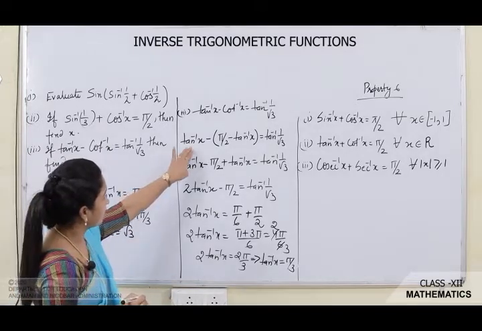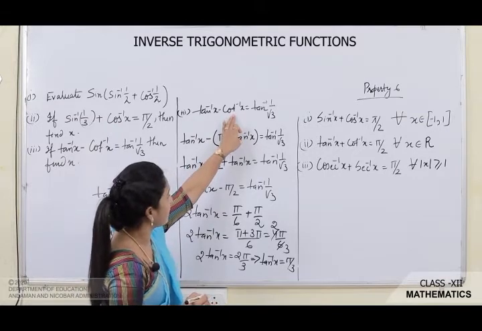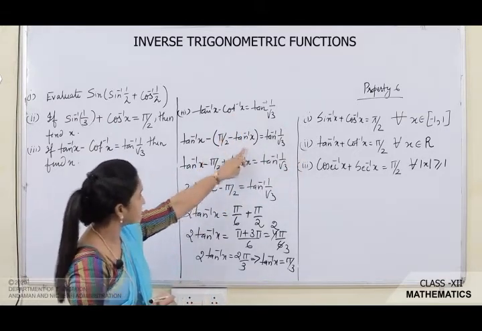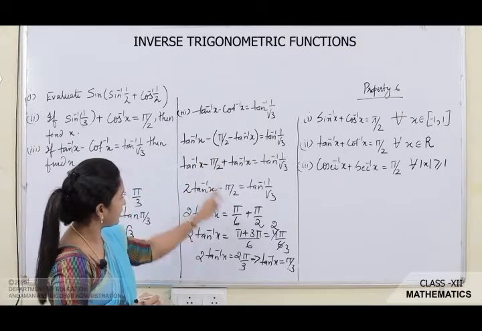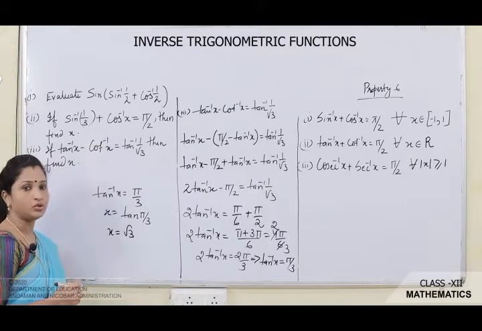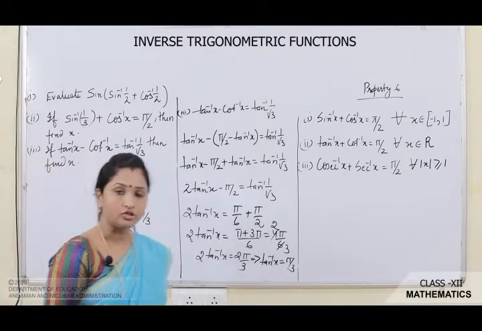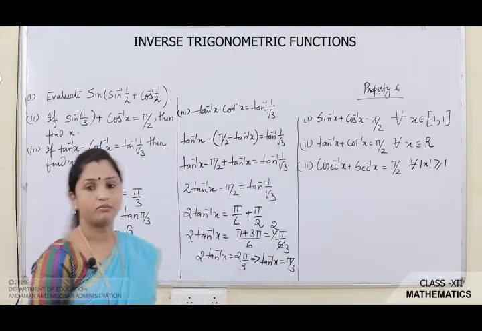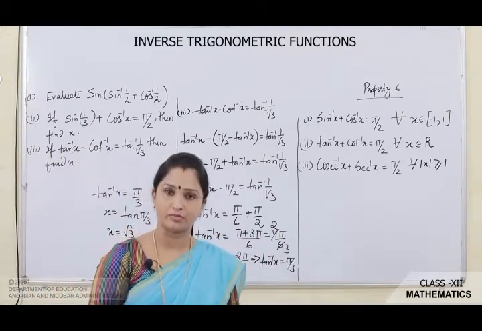So now look at what I have done. I have changed cot inverse x. I have used property number 2 as pi by 2 minus tan inverse x and then simplified it. After simplifying, you will see that you get the answer x is equal to root 3. Clear, children? So this is your property number 6 and the questions based on property number 6. Now let's see the next property.